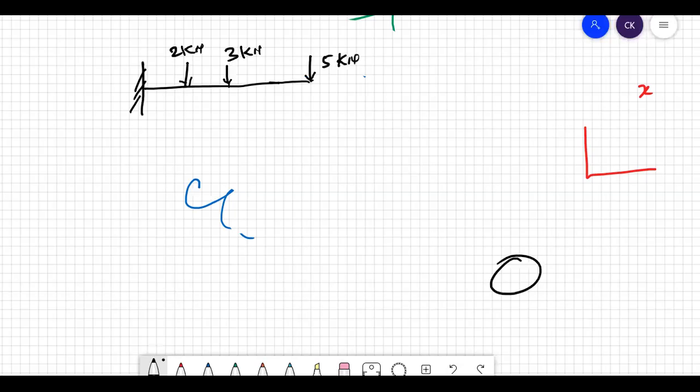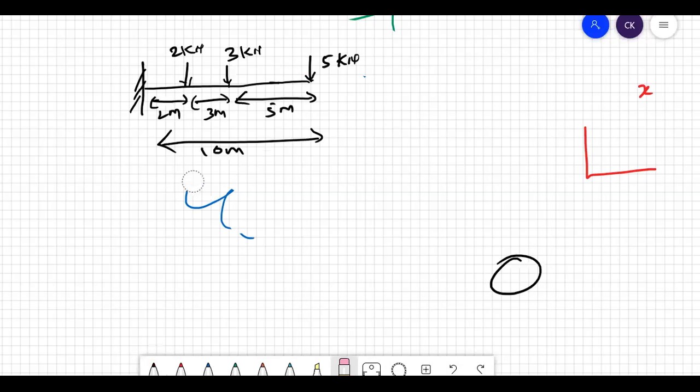At a distance of 2 meters from the fixed end, at a distance of 3 meters from the point load, and 5 meters. The total length is 10 meters. Now, how to find the maximum deflection under these point loads, as well as the maximum deflection at the free end? The maximum deflection will be attained only at the free end.